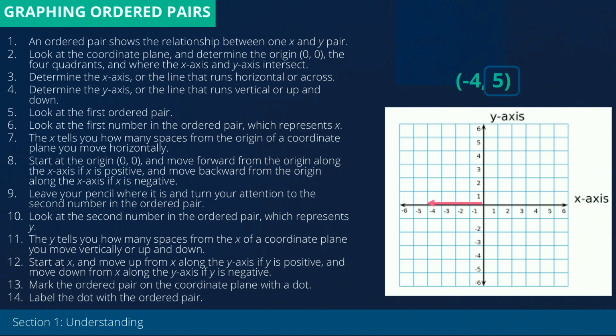This tells me how I'm going to move vertically, and because it's positive, I'm going to move up 5, and then I could take my pen or pencil and I could mark that ordered pair on the coordinate plane with a dot, and then it's always nice to label it too. So that green dot there shows (-4, 5).